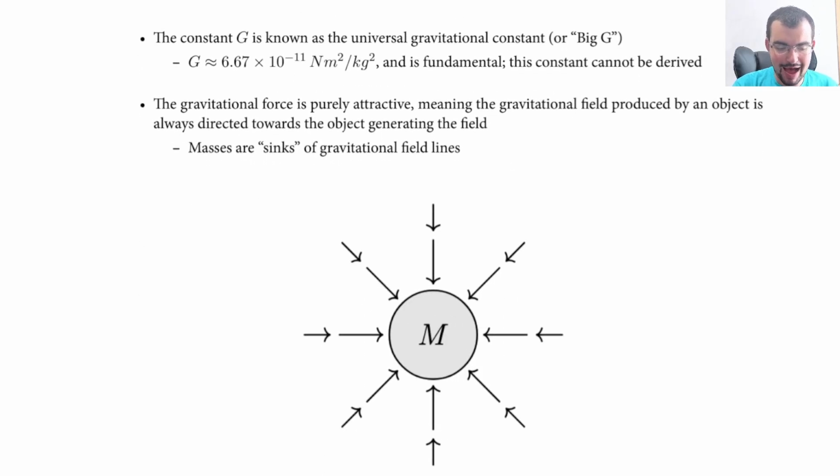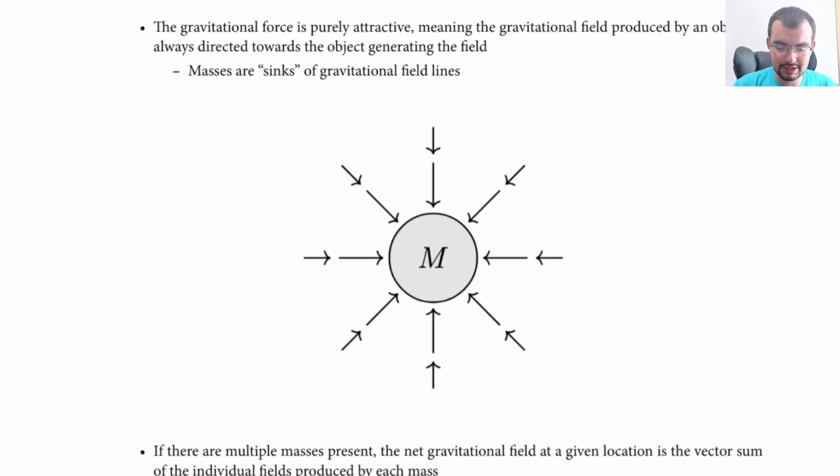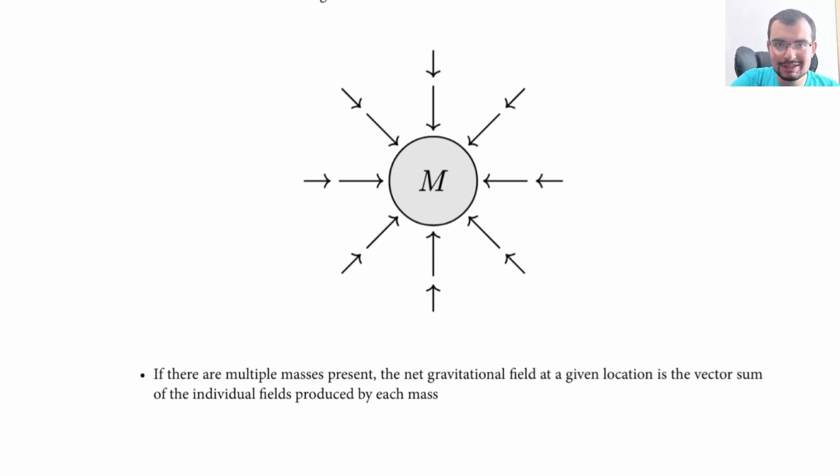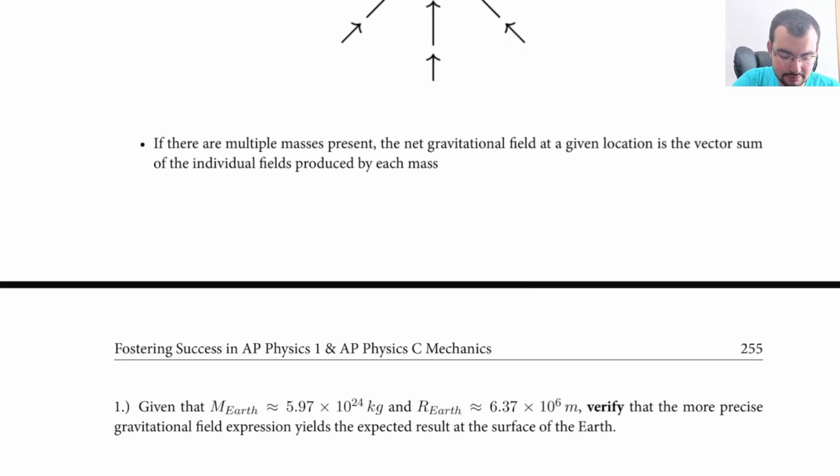Masses are sinks for gravitational field lines because all the field lines are going into this mass, and we see they get longer and longer when we're closer to the mass. So the farther you are away, the less pull you feel towards that mass. And if there are multiple masses, the net field can be found just by adding all these vectors together.